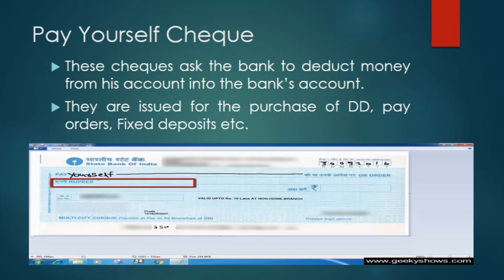Dear students, in this session, we have discussed the meaning, definition, features, types, and parties to the check.